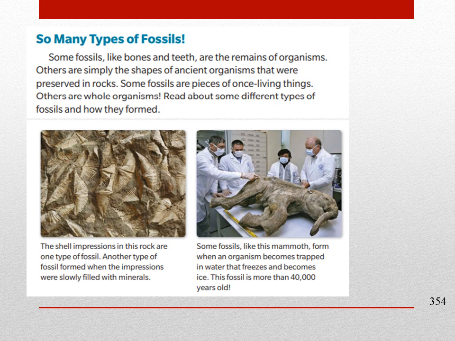Look at the first picture. The shell impressions in this rock are one type of fossil. Another type of fossil formed when the impressions were slowly filled with minerals. Second picture. Some fossils like this mammoth form when an organism becomes trapped in water that freezes and becomes ice. This fossil is more than 40,000 years old.